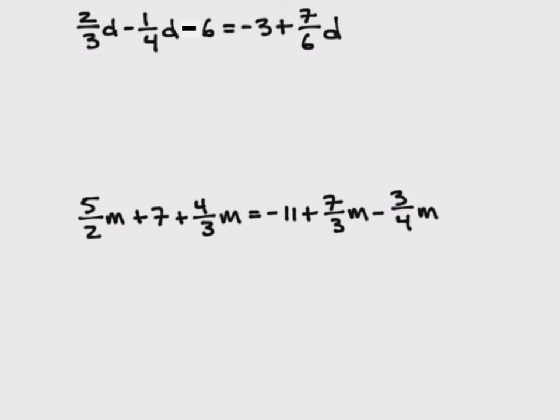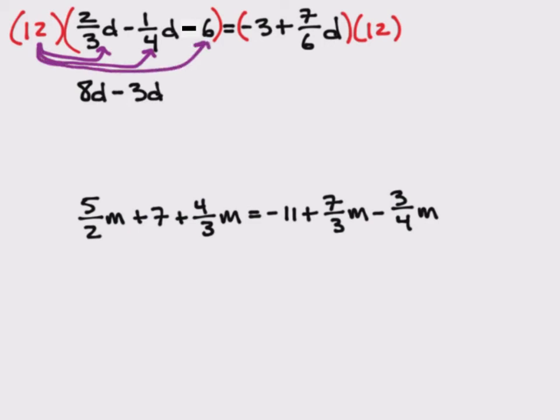Their least common multiple is 12. Let's go ahead and multiply both sides of this equation by 12. And now we're left with an equation that, while not super easy, doesn't have any fractions at least. So why don't you go ahead and finish this one up?